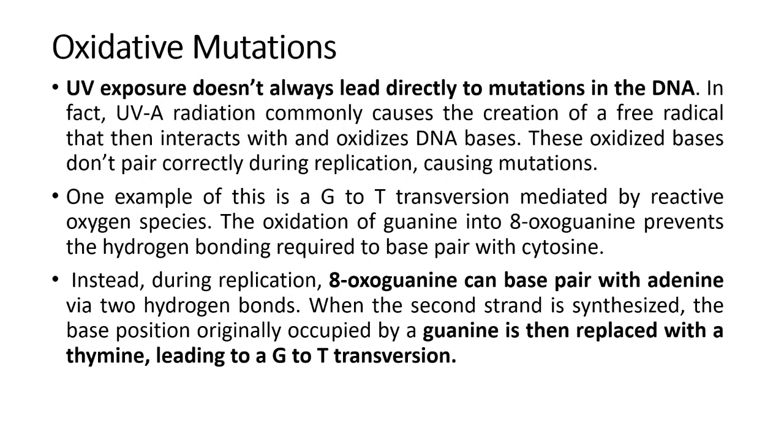The oxidation of guanine into 8-oxoguanine prevents the hydrogen bonding required to base pair with cytosine. That is, the normal base pair for guanine is cytosine, but there is a change in the structure of guanine. It is converted to 8-oxoguanine and it cannot base pair with cytosine. Instead, during replication, 8-oxoguanine can base pair with adenine via only two hydrogen bonds. When the second strand is synthesized, that is in the second replication, the base position originally occupied by a guanine is then replicated with a thymine, leading to a G to T transversion.